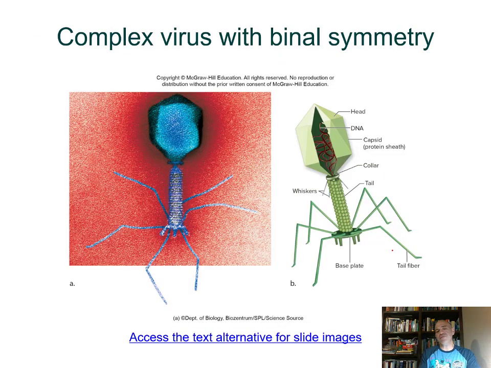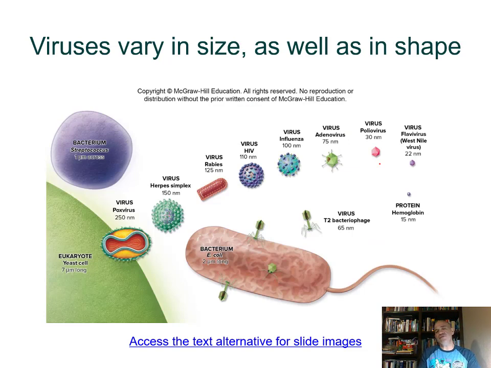Here's just a picture of one of those bacteriophages. On the left is an electron micrograph, color enhanced. They're usually black and white. Don't labor too much on memorizing all the different parts of what a phage virus would be, but you should know essentially the basic symmetry is binal. It's got that icosahedron and the helical tail. Some of the other structures are important for attachment to the bacteria host and so on, but binal symmetry is definitely one.